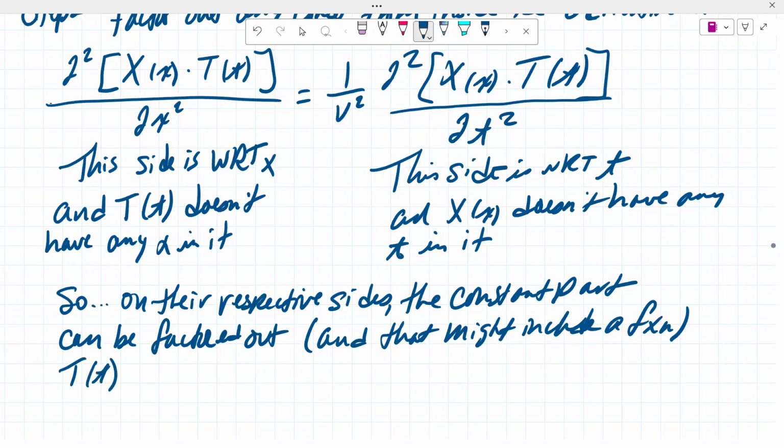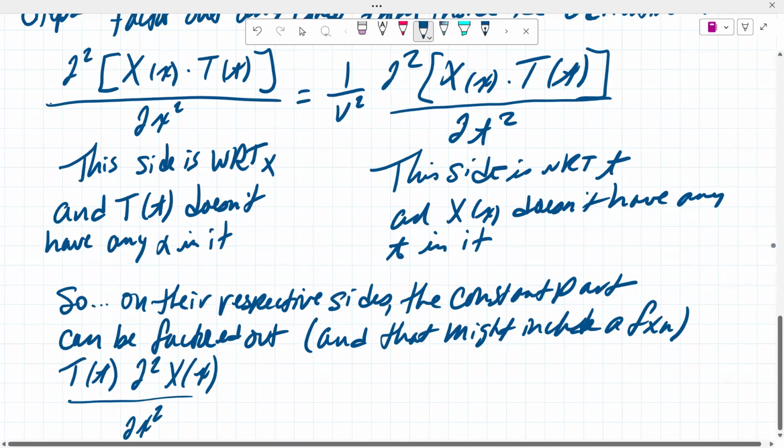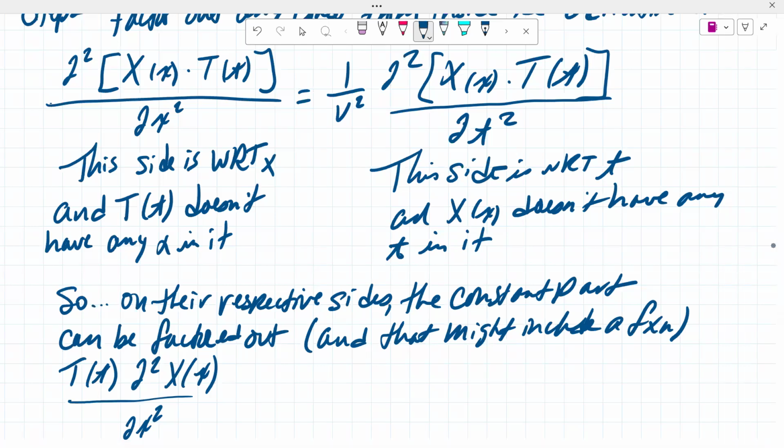And now I can take d squared X of x over dx squared. And I'm just following along right from this line right up here, okay, equals. Now I'm gonna do the same thing from over here. Now this one does have some more normal looking constants. 1 over v squared should be recognizable as a constant. So just go ahead and pull that one along.